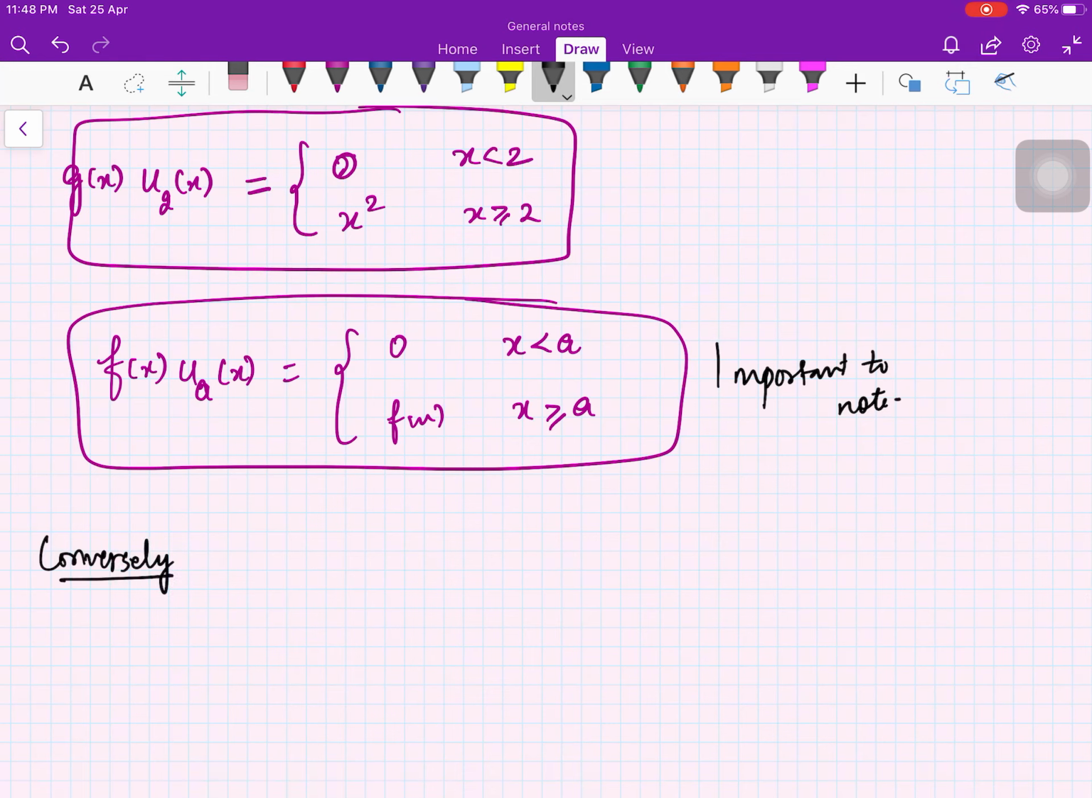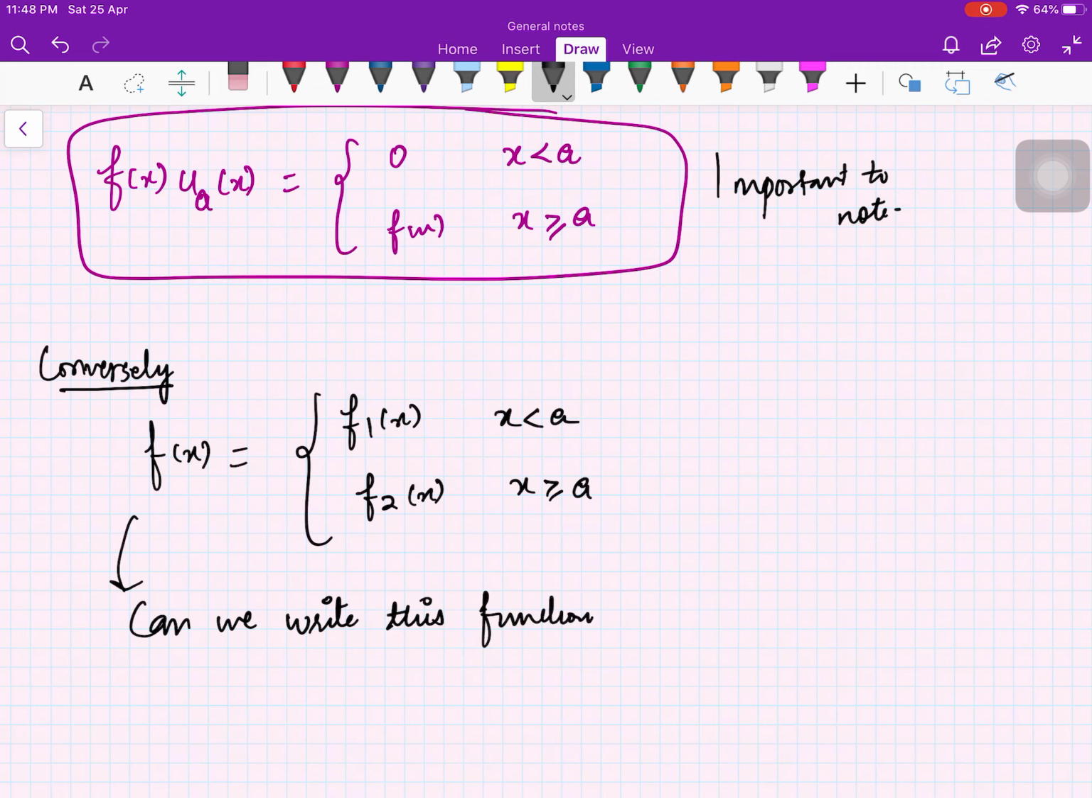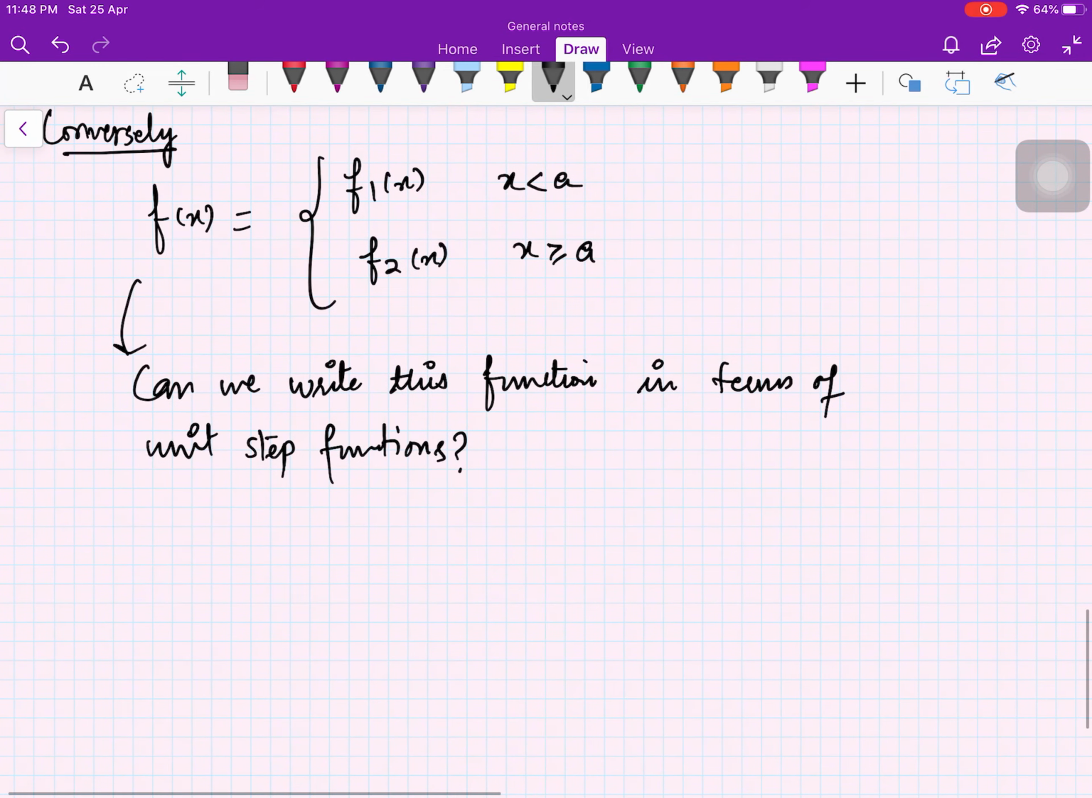And conversely, suppose you are given this function. Suppose you have a function f(x) which is defined as f1(x) for x less than a and f2(x) for x greater than or equal to a. So the question is, can we write this function in terms of unit step functions, right? You think about it.